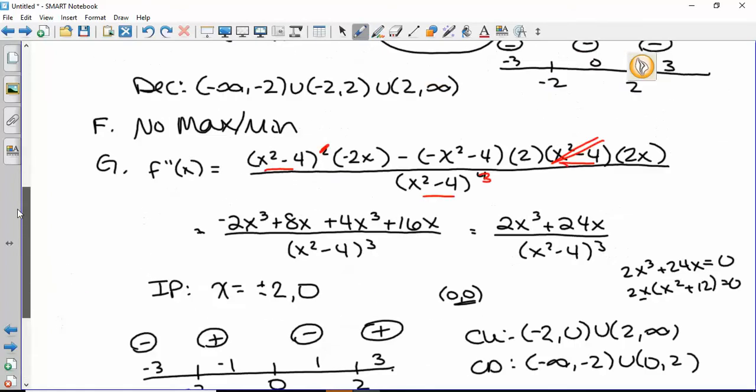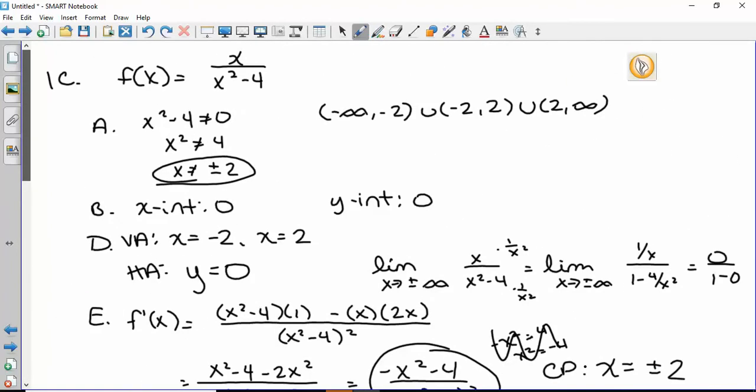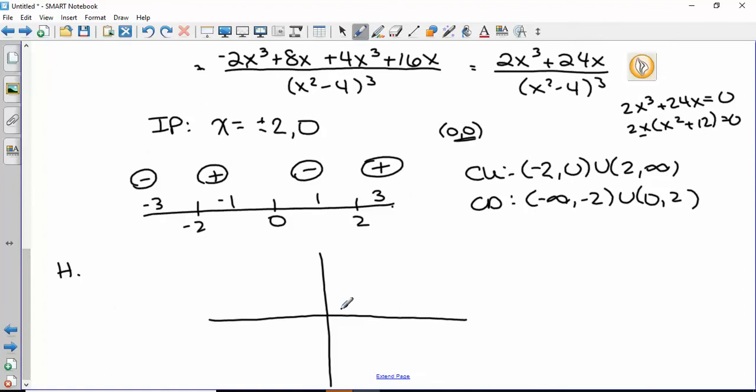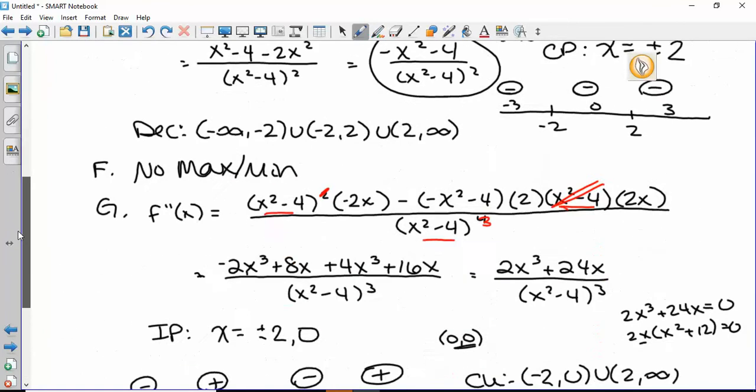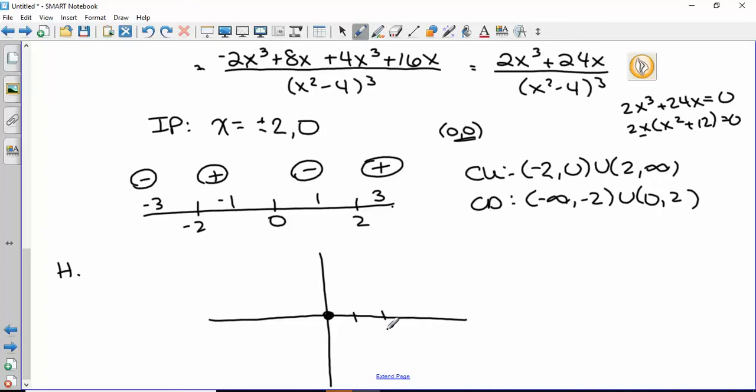So we plot everything we found. We know that we have intercepts, x and y-intercept are both at 0. We had vertical asymptotes at positive and -2, and a horizontal asymptote at 0. We had no maximum or minimum to mark. Our only inflection point was at 0, 0, so I'm just going to put an X there as well so I know it's an inflection point.